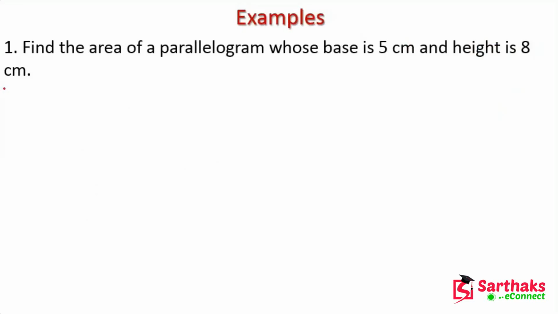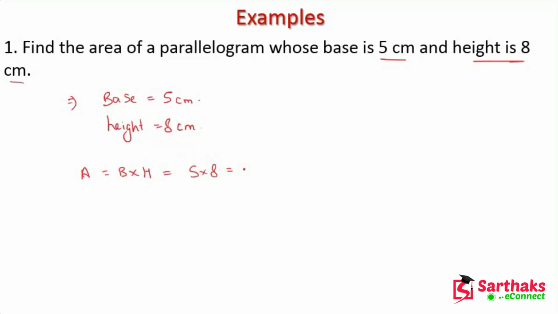So here we have, find the area of a parallelogram whose base is 5 centimeter and height is 8 centimeter. What is height? It is 8 centimeter. So now here it is given that base is 5 centimeter and height is 8 centimeter. Then we know that area is what? Base into height. Okay, so base is 5 and height is 8, so this will become 40 centimeter square.